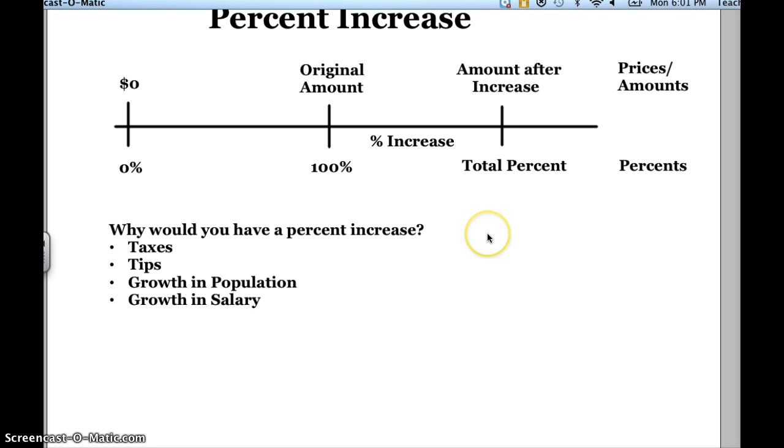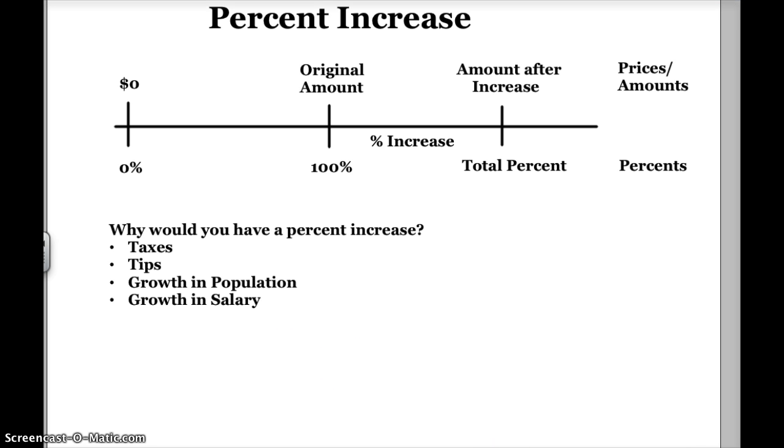Now where would you see percent increase problems? Taxes and tips. In both cases, you pay more than 100% of the bill. It's something you pay on top of 100%, so you actually pay more than what the bill comes to. If you go to a restaurant, for instance, and you want to leave a tip, and the price is $25 for your meal, you're going to have to pay more than $25 when you include your tip. Other examples of this are a growth in population or a growth in salary.